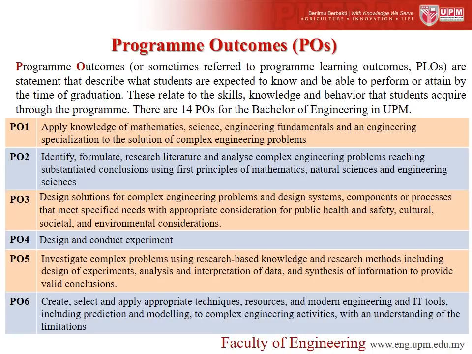As listed here, PO number 1 is to apply knowledge of mathematics, science, engineering fundamentals and an engineering specialization to the solution of complex engineering problems. PO number 2, identify, formulate, research literature and analyze complex engineering problems, reaching substantiated conclusions using first principles of mathematics, natural sciences and engineering sciences. PO number 3, design solutions for complex engineering problems and design systems, components or processes that meet specified needs with appropriate consideration for public health and safety, cultural, societal and environmental considerations.